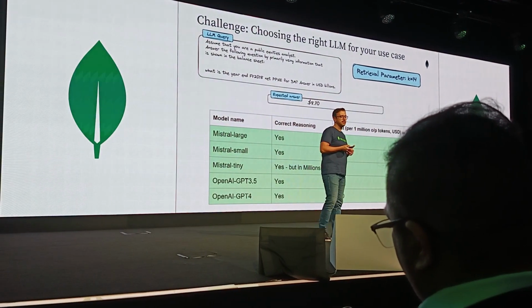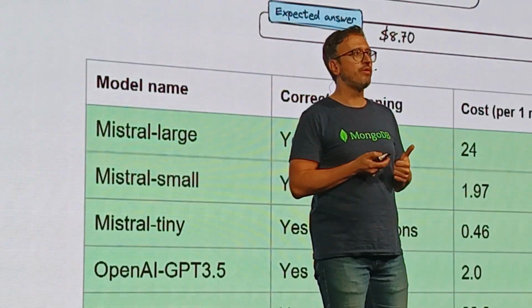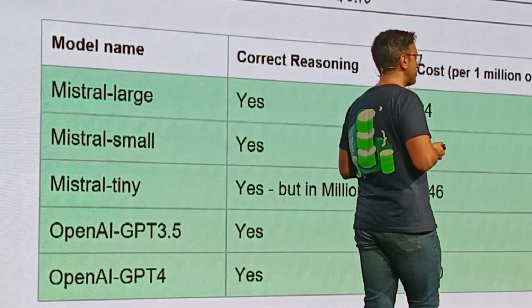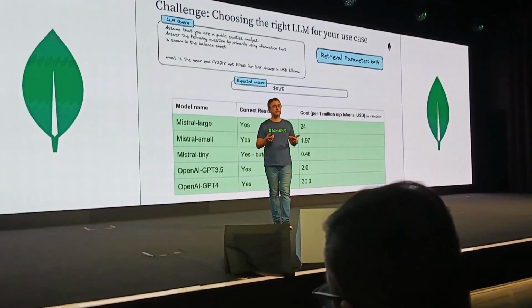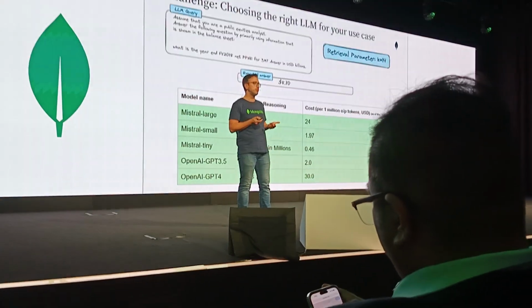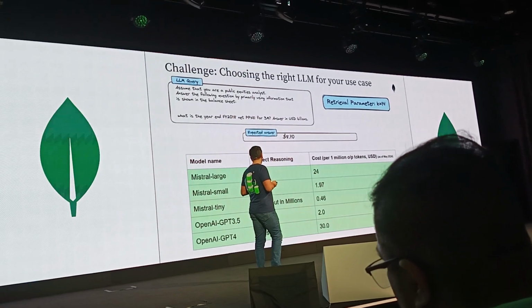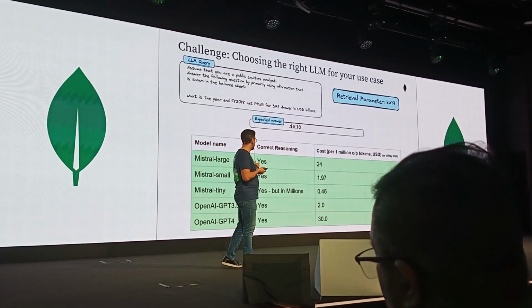We tested 5 models, and all the models provided the correct reasoning, which means that they provided the correct answer. Mistral Tiny here provided the cheapest solution, whereas the OpenAI GPT-4 model provided the most expensive solution. Between OpenAI and Mistral Tiny, the difference was almost 60 times. However, there is a catch.